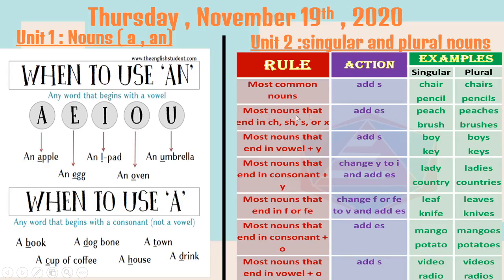Most nouns that end in ch, sh, s, or x, you need to add es. Example, peach, ending in ch, right? So when we change it to plural, we need to add es. Look at this one, brush, which has the sh sound, right? So you can check here ch, and you can check here sh also. That's why we need to change it to brushes, right? Okay, so we need to add es.